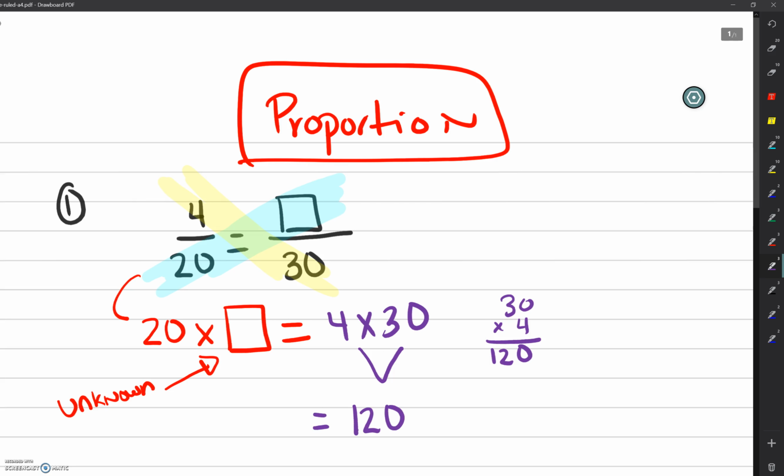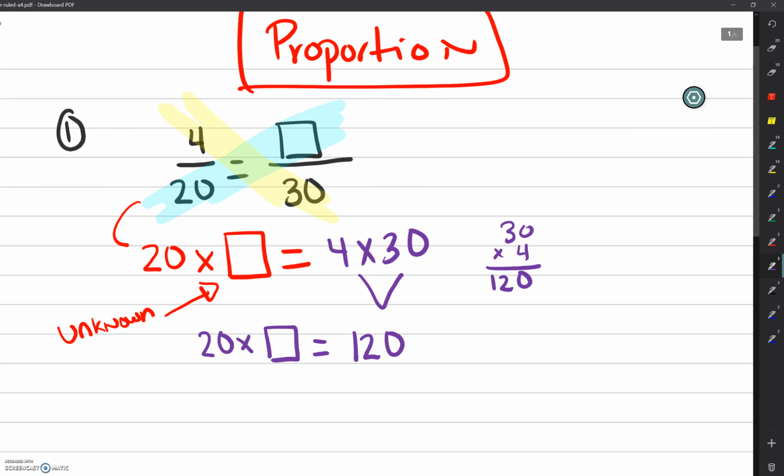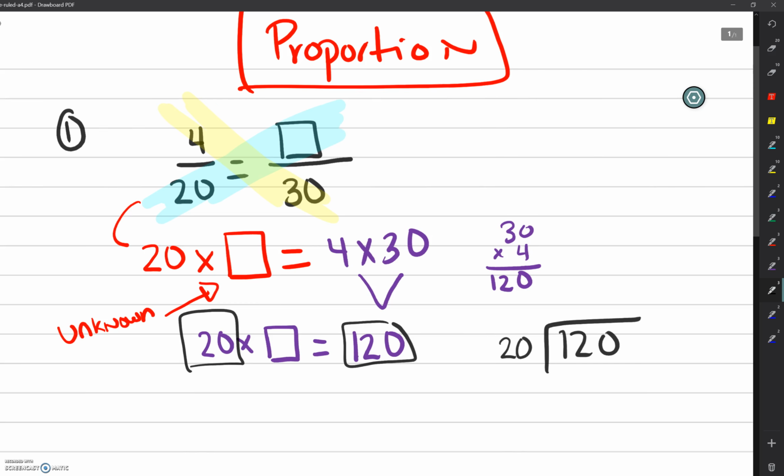is equal to 20 times a box, times a variable. We don't know what the variable is yet. Now, some of us already know the answer, some of us don't. Basically, what this means is that we're going to take this number, 120, and divide it by what's over here, by 20. 20 goes into 1 0 times, 20 goes into 12 0 times, 20 goes into 120 6 times. So 20 times 6 should be 120, and it is 120. So my variable would be 6.